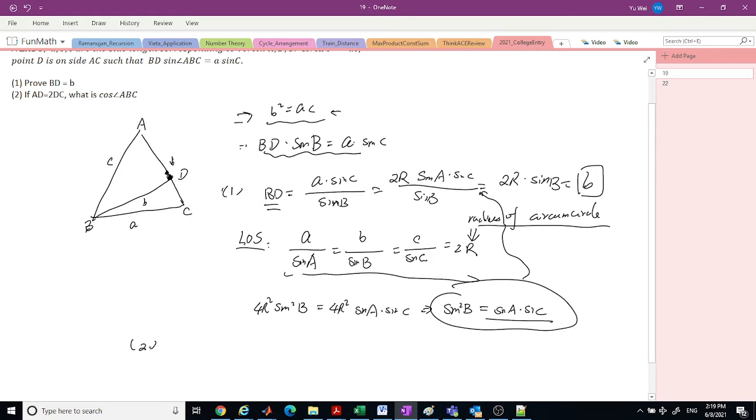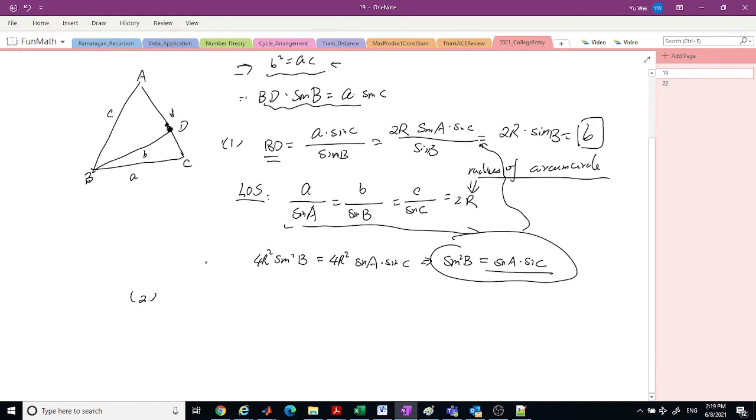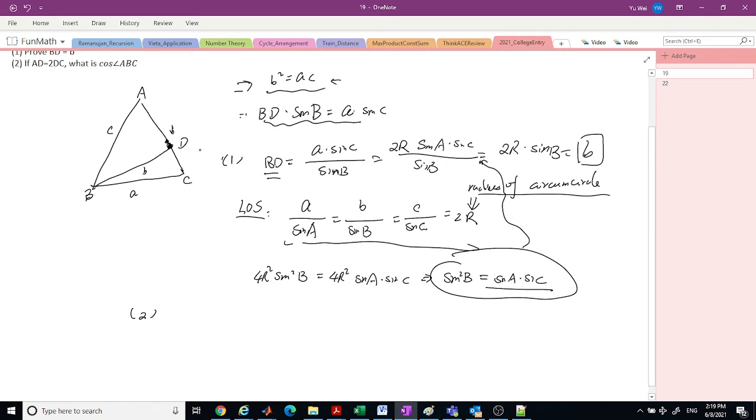Okay, so the second part: we want to see if AD equals 2DC, what is cosine B? So we know DC is b over 3 and AD is 2b over 3, right? Since it asks about cosine B, it seems we can try to parameterize this triangle using the side b.